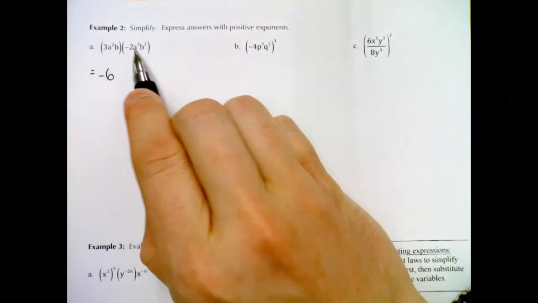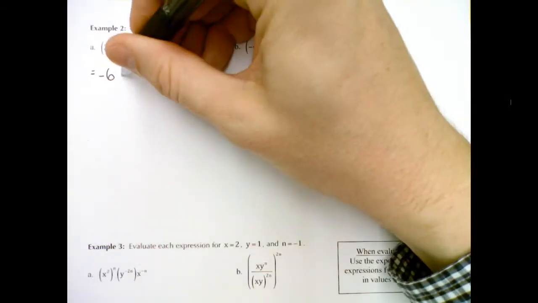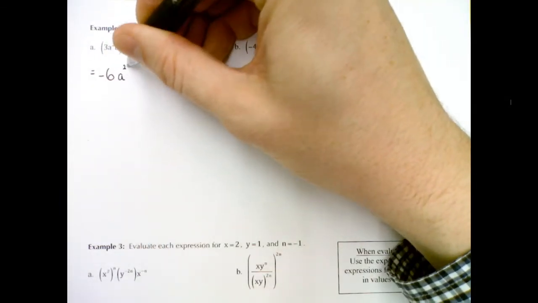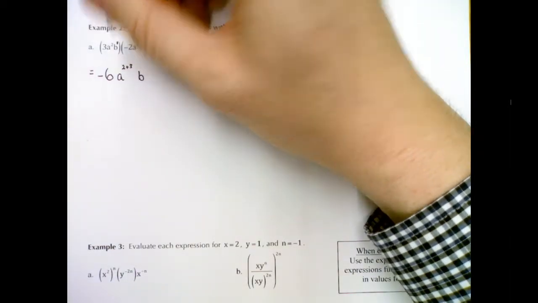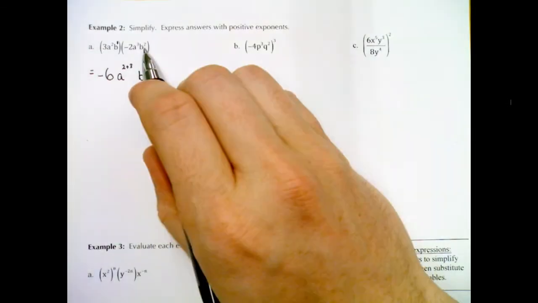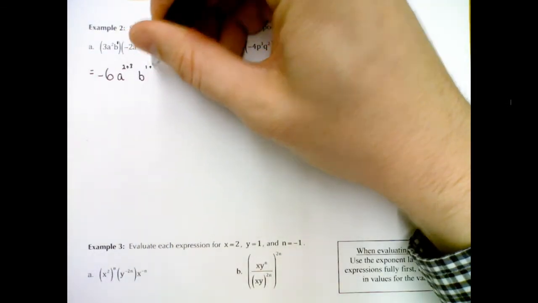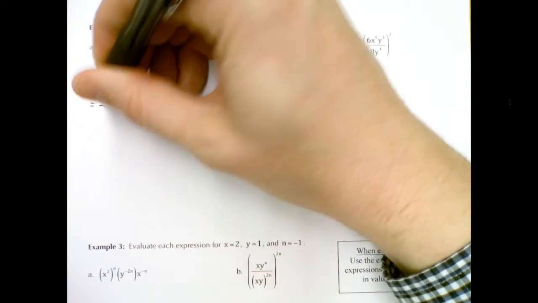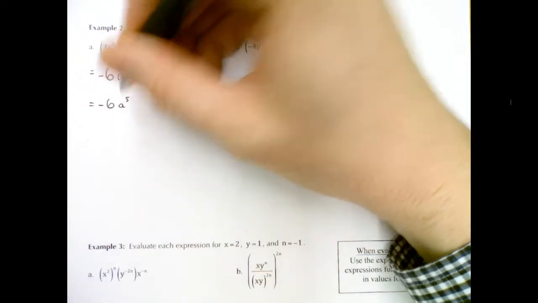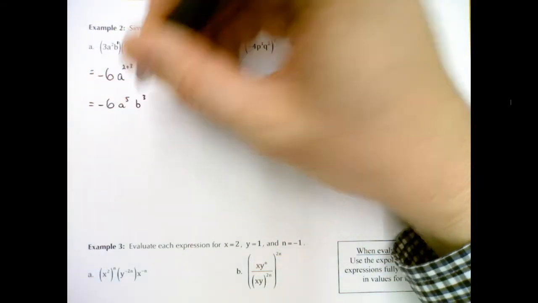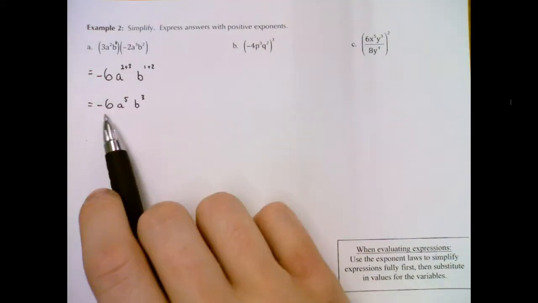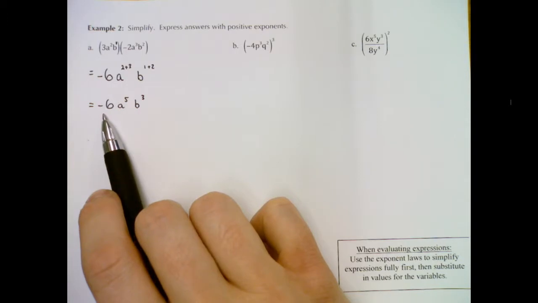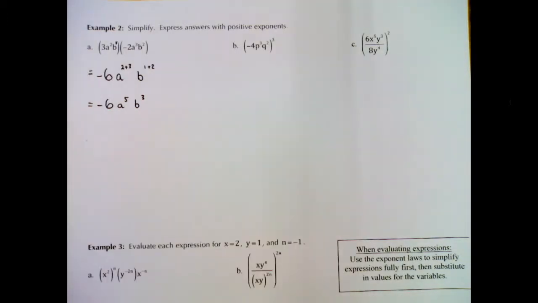A squared times A cubed would be adding exponents, 2 plus 3. And B, the exponent on B is just 1. The exponent's not written, the exponent's 1. And over here it's 2, so we've got 1 plus 2. Go add my exponents, I've got negative 6, A 5, B 3. All positive exponents. Negative 6 is a negative number, but it's not an exponent, so we don't have to worry about that. It's just a coefficient. Let's try B.